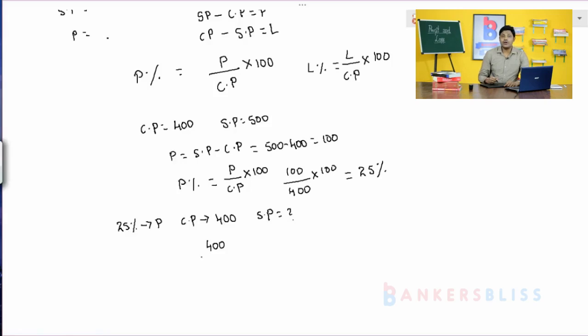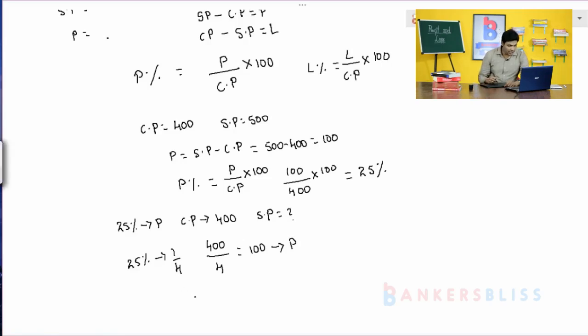Cost price is rupees 400 and you have to calculate 25%. 25% is nothing but 1/4. So 1/4 of 400 is equal to rupees 100. So that is the profit amount. See how easy it is to calculate. 25% is the profit, so that has to be calculated on the cost price. For that reason, we are calculating the 25% on rupees 400. So 400 by 4 is equal to 100, that is the profit.